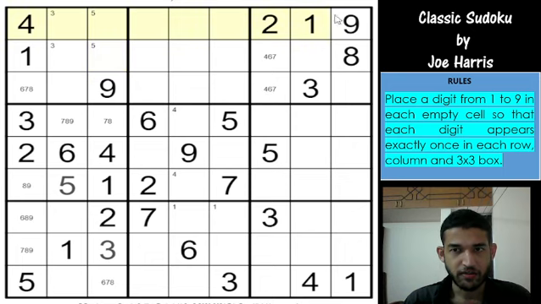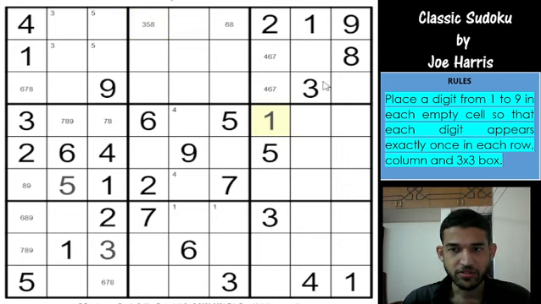Okay. If I look at row 1, 1, 2, 9 and 4. So I have 3, 5, 7 here. So this is restricted to only two candidates. This is 3, 5 and 8. So I suspect this classic is not going to be easy. By the looks of it, it seems to be a tough one.